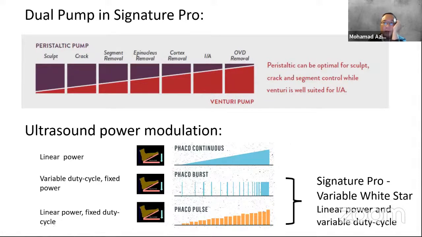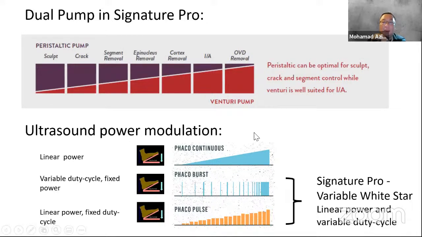White star is special. White star is that yang dalam teknologi dalam signature pro, as you press down, dua-dua naik. Linear power dia naik, power as you press down, the power increases, and also the duty cycle increases. So as you press down your foot pedal, the on off should change. Faham? Boleh faham? Okay. This one you have to remember. You have to print this in your mind. The ultrasound power modulation. FICO burst, FICO pulse. Signature Pro has both. So as you press down, the power increases and the duty cycle also increases.